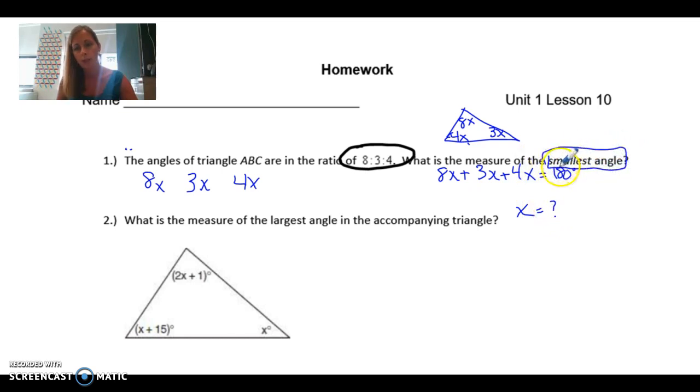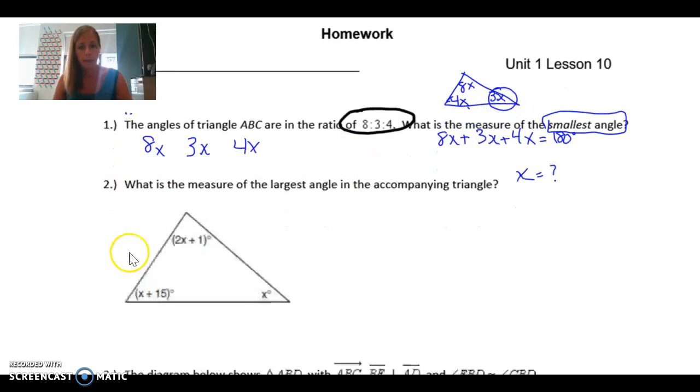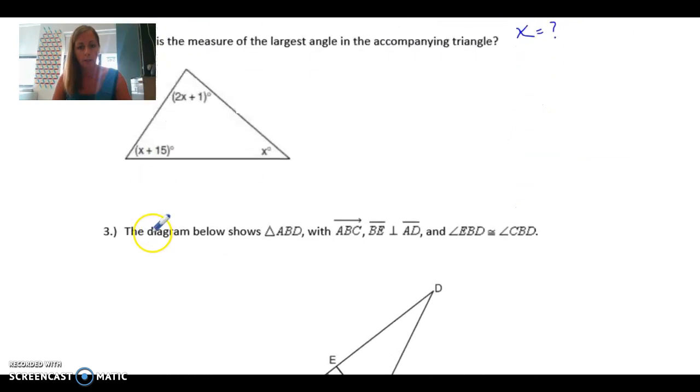Obviously, the smallest angle is going to be the one that you multiply by 3. So just make sure you plug your value of x back in here to get the measure of the smallest angle. Question number 2 is pretty straightforward. I'm going to leave that one up to you.